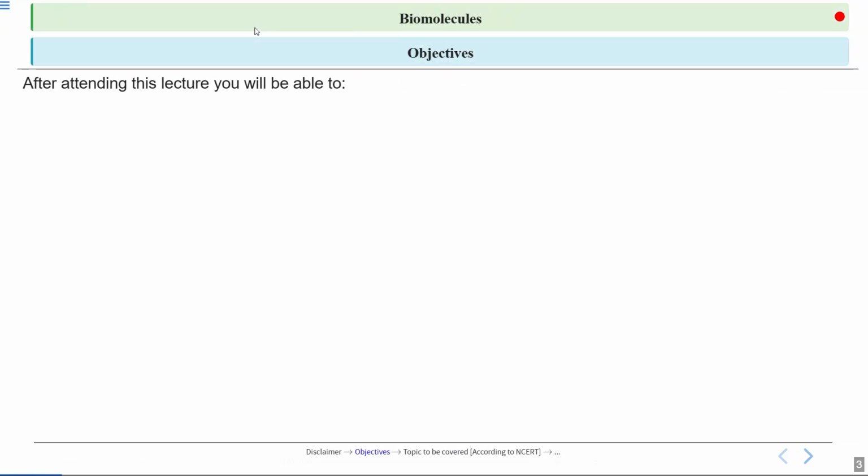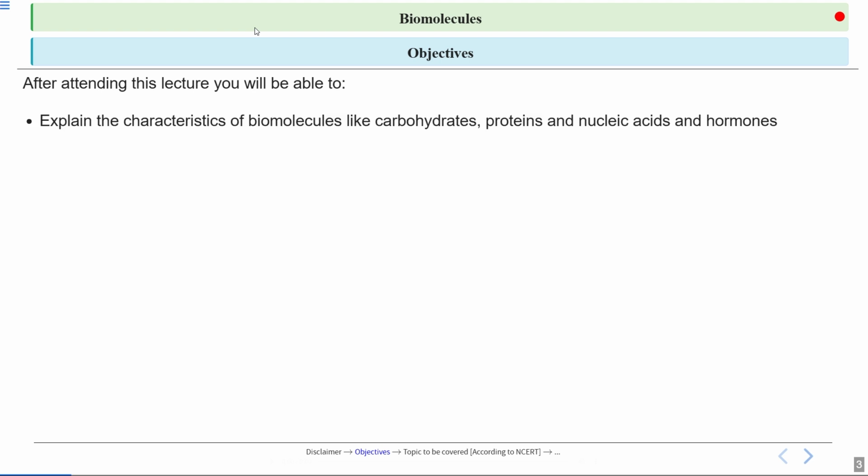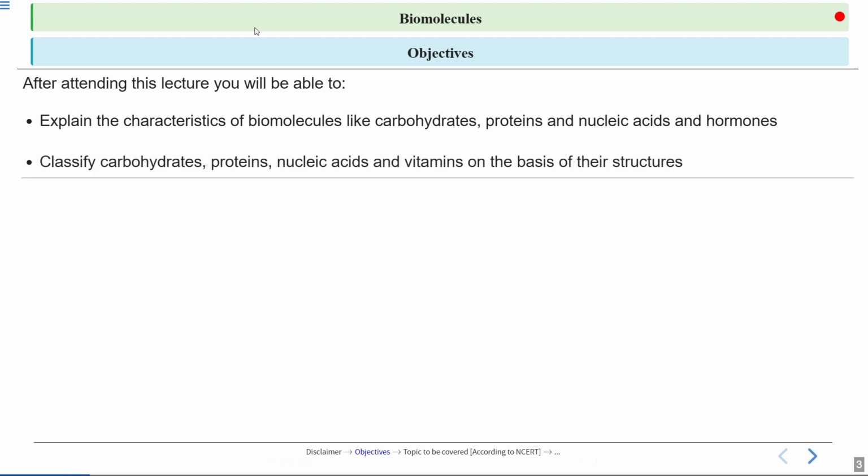So first let us see the objective of today's lecture. After attending this lecture, you will be able to explain the characteristics of biomolecules like carbohydrates, proteins, nucleic acids and hormones. And you will be able to classify carbohydrates, proteins, nucleic acid, and vitamins on the basis of their structures.